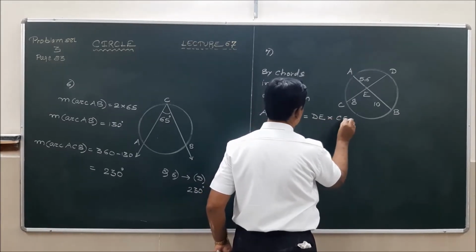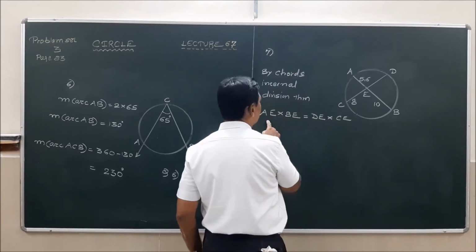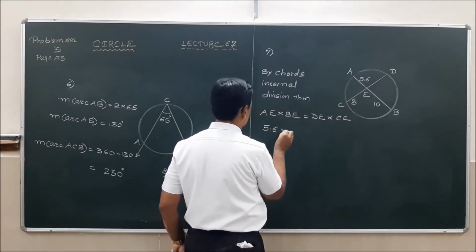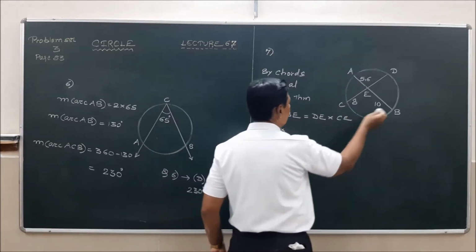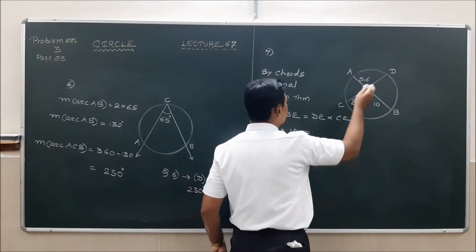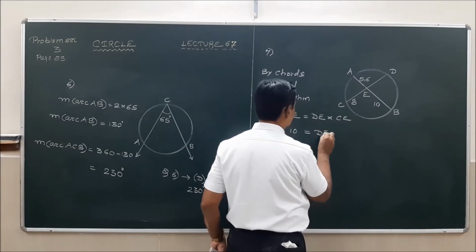DE into CE. Now AE, what is the value of AE? 5.6. BE, what is the value of BE? It is 10. That is equal to DE. We don't know the value of DE.